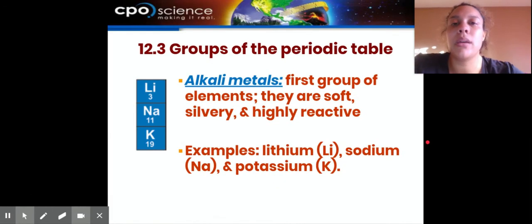All right. I'm going to talk about the groups on the periodic table. So there's 4 that I'll go through. You want to know their characteristics, and then listing a couple examples of them is helpful too.